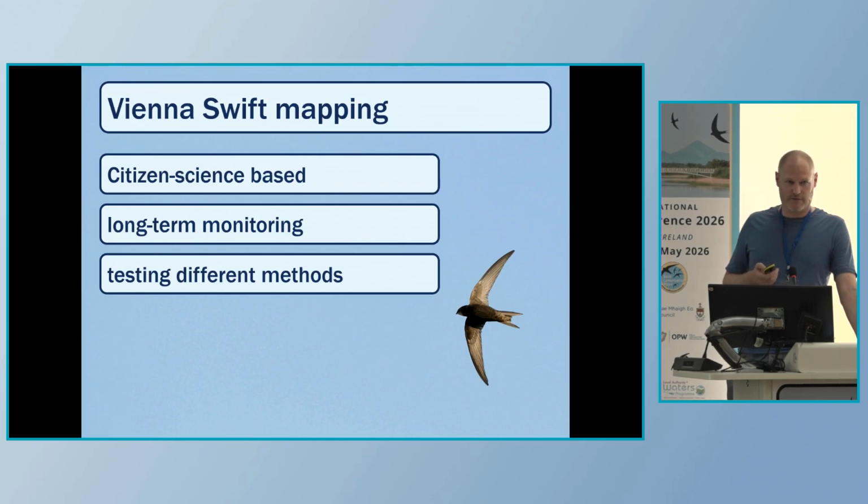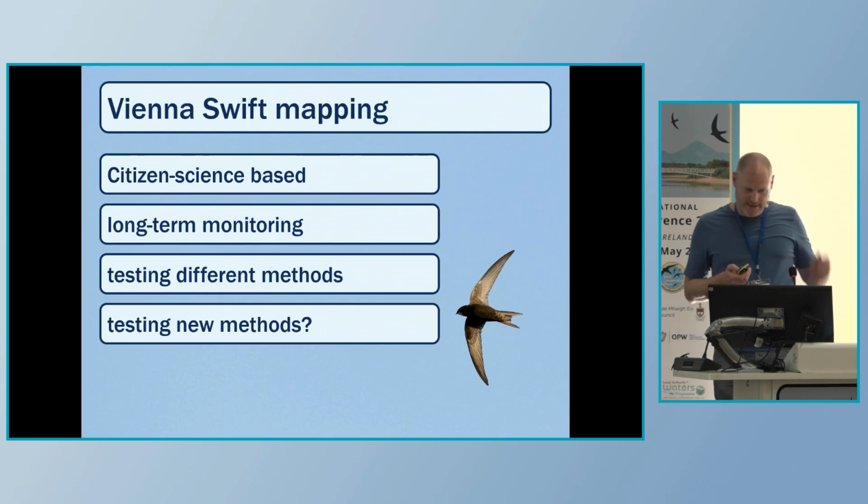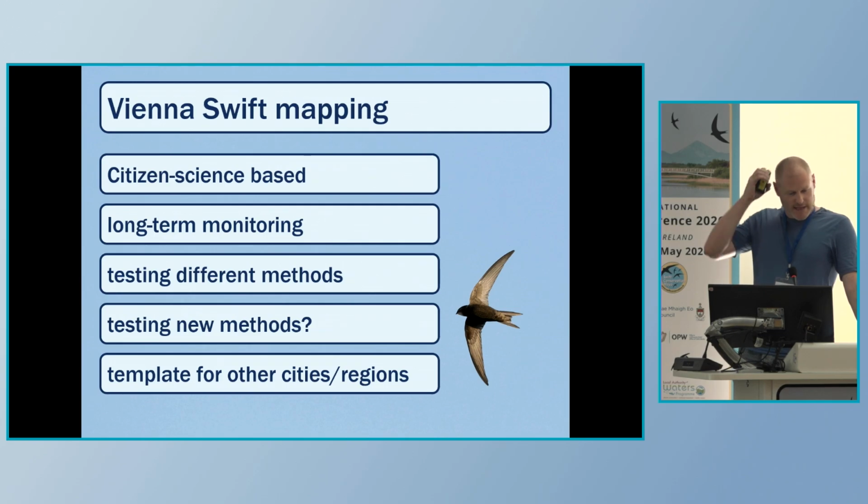We are testing different methods, and maybe in the future I will test new methods as well. So maybe I get input from you as well. And this can be a template for other cities or regions in Austria, in Europe, worldwide. So maybe it's a good way to map Swifts in a certain city.